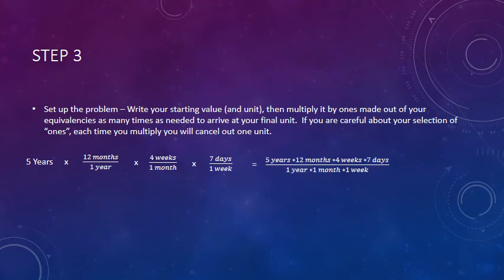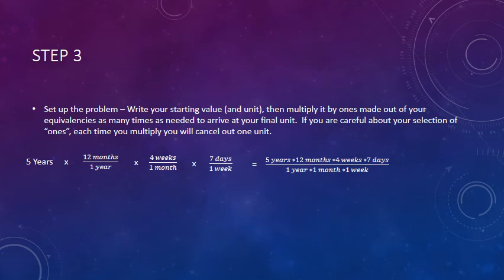There are some properties of multiplication which show that you can just multiply together all of the things in the numerator and then put that line in between and then multiply together all the things in the denominator, and that's going to be equal to the fractions that we had on the left. So when we actually do this math problem, we end up with 5 years times 12 months times 4 weeks times 7 days, all divided by 1 year times 1 month times 1 week.